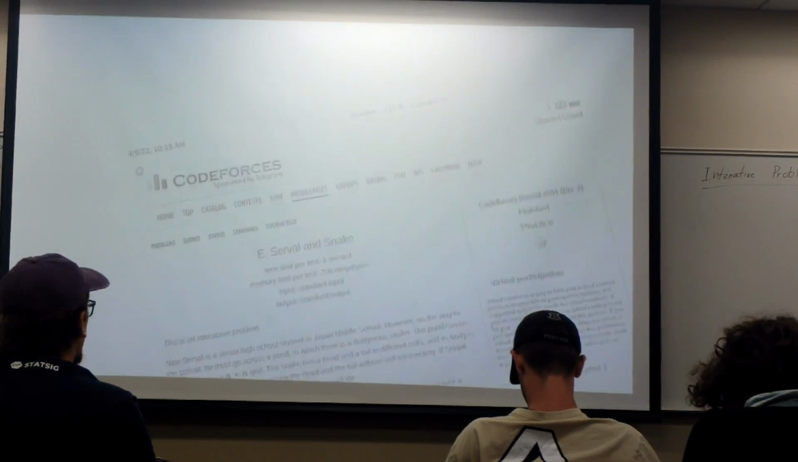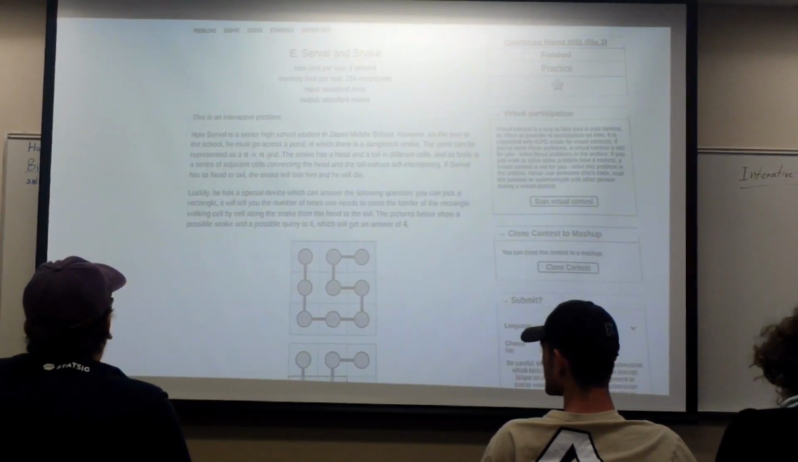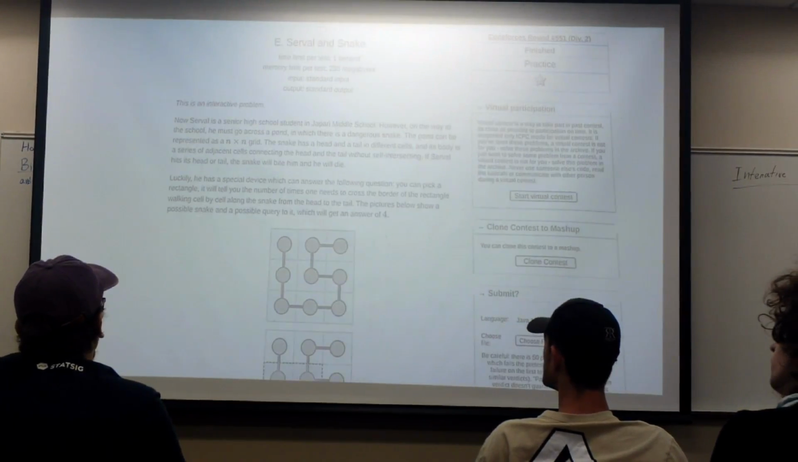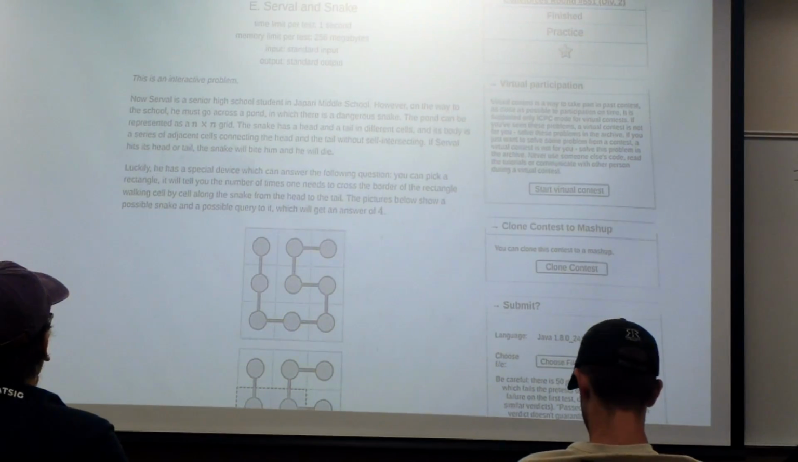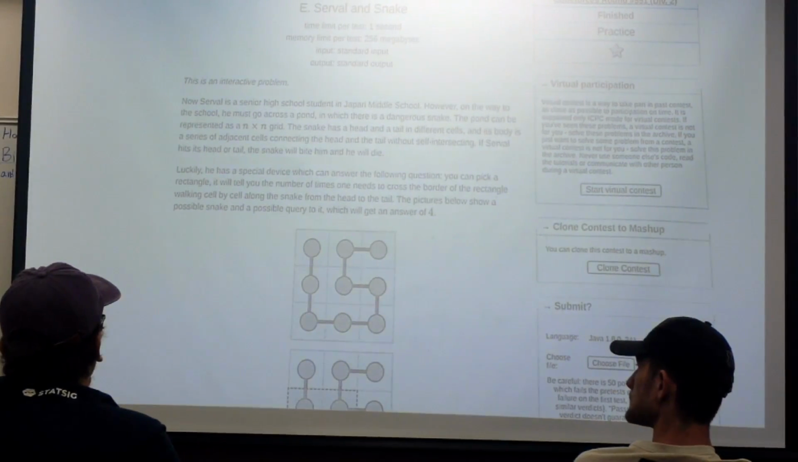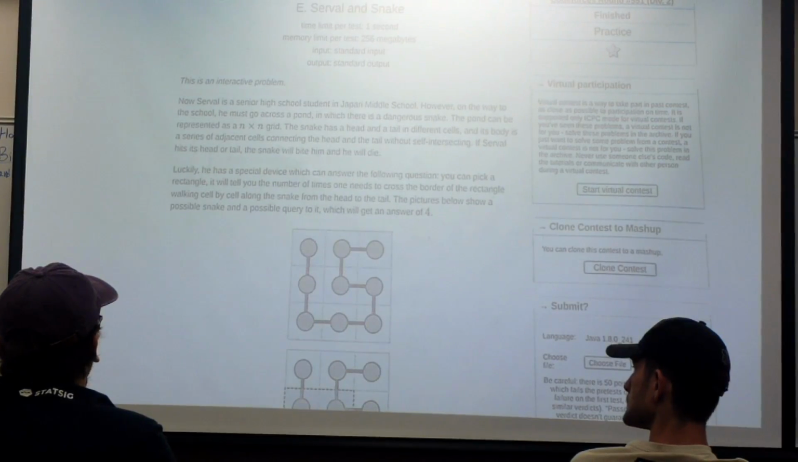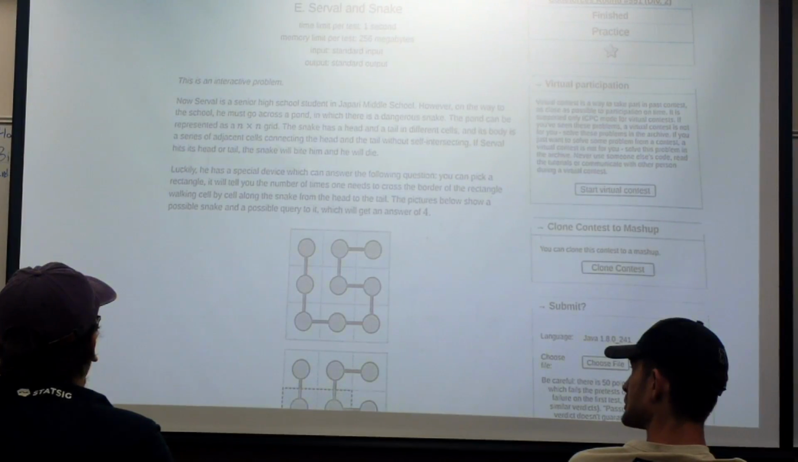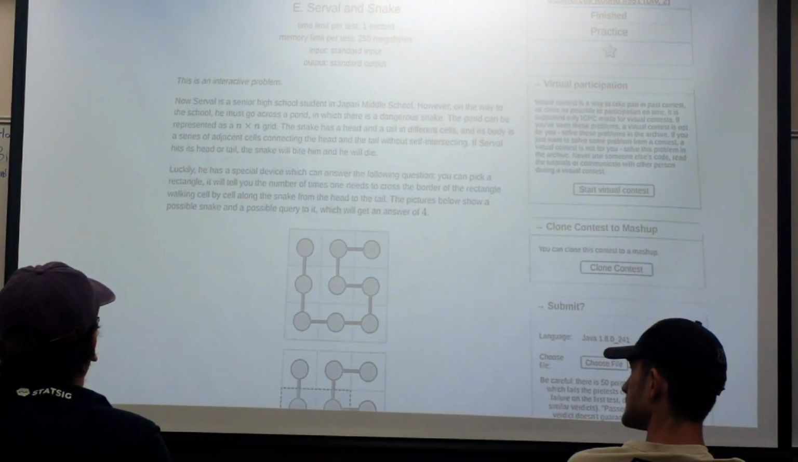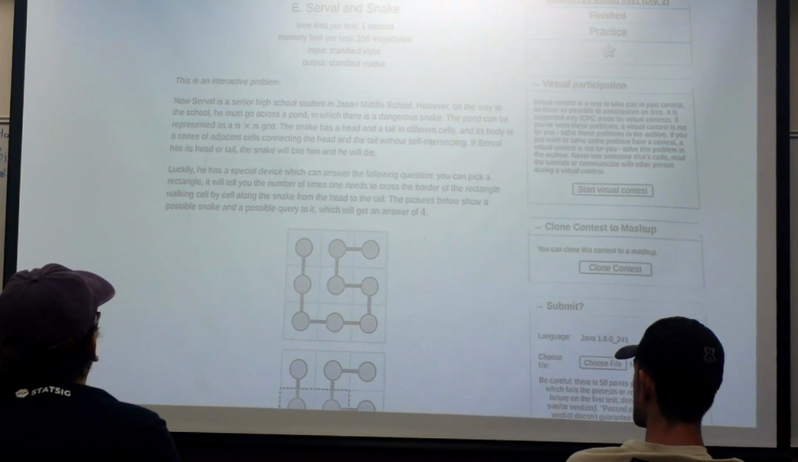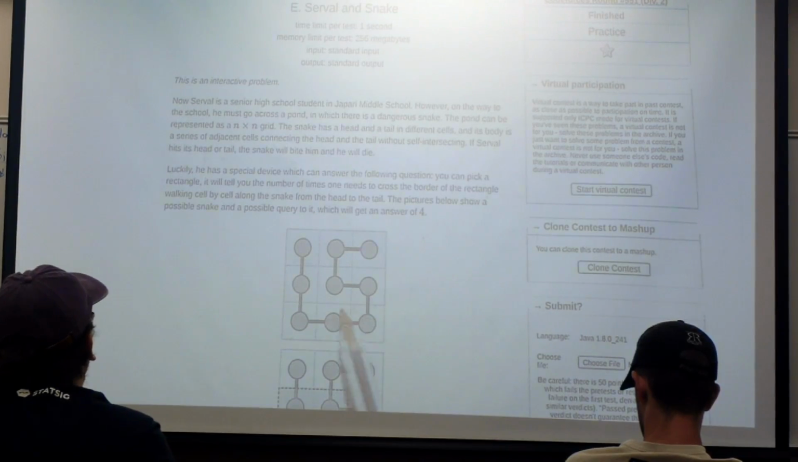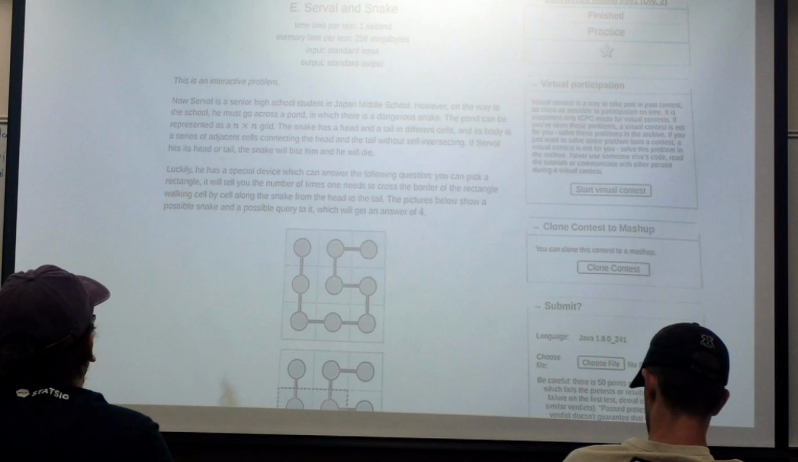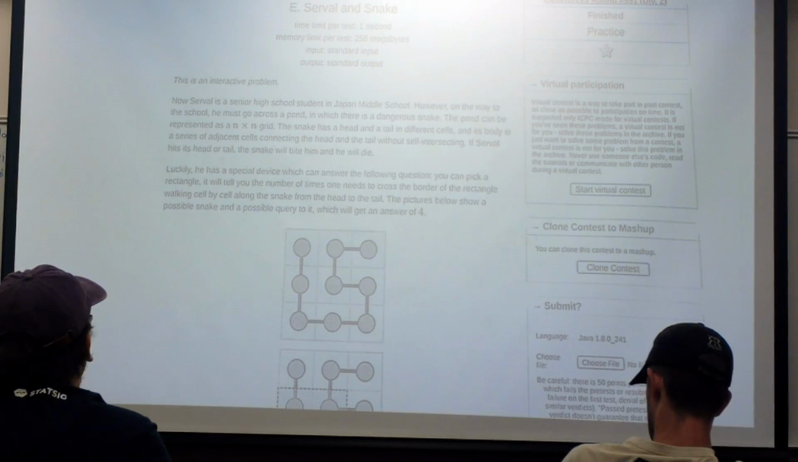Next problem is Serval and Snake. This is an interactive problem. Serval is a senior high school student in Japari Middle School. But on the way to school, he goes to a pond, and the pond has a snake. And the snake has a head and a tail. He can walk over the snake, as long as it's not walking over the head or the tail of the snake, because he will die.